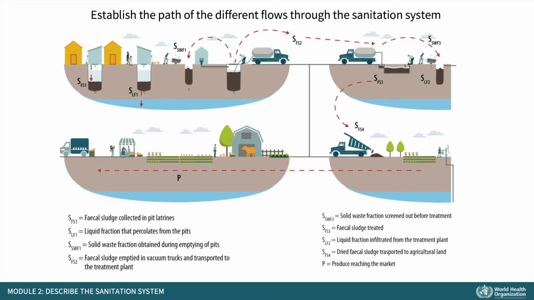Once your map is ready, you should establish the path of the different flows through the sanitation system. Here's an example for on-site sanitation. All flows are marked in the map and you can see the fecal sludge collected from septic tanks and the liquid fraction that percolates from the septic tanks, among other waste fractions. When available, you should record quantitative information. For example, this may include flow rates and the design capacity of each treatment element.